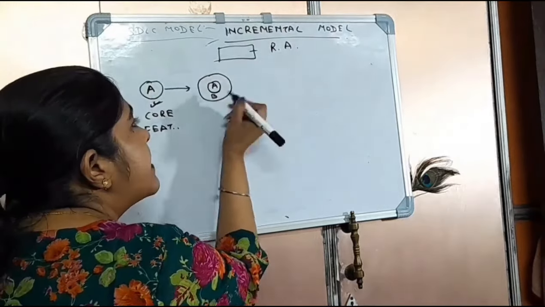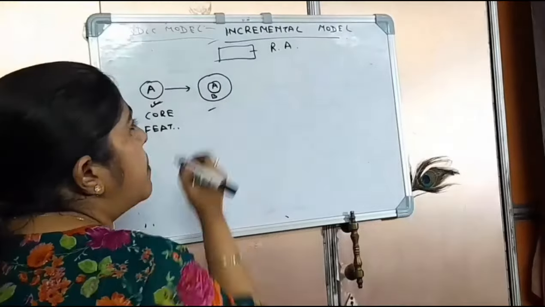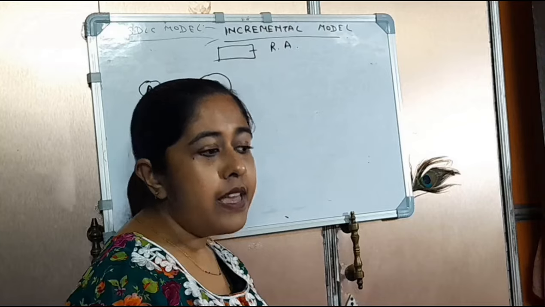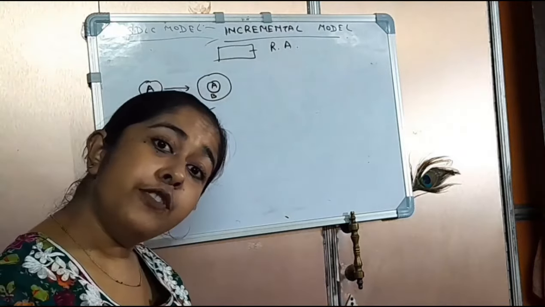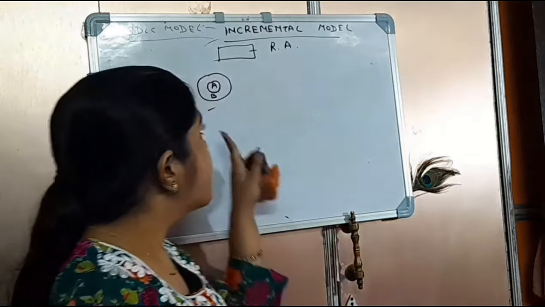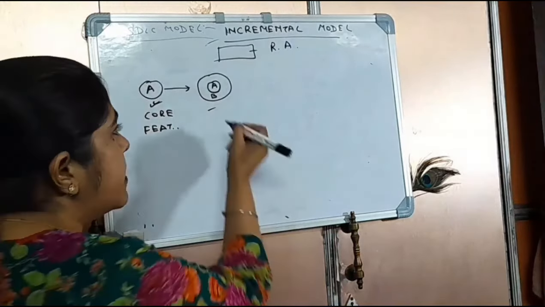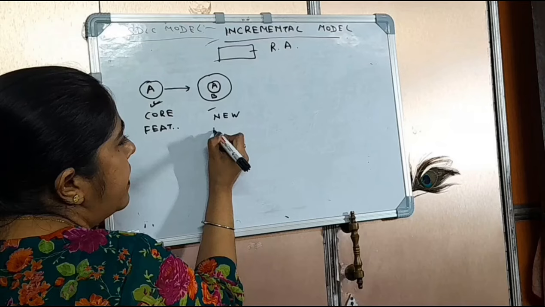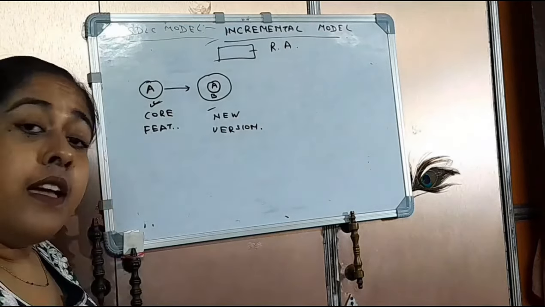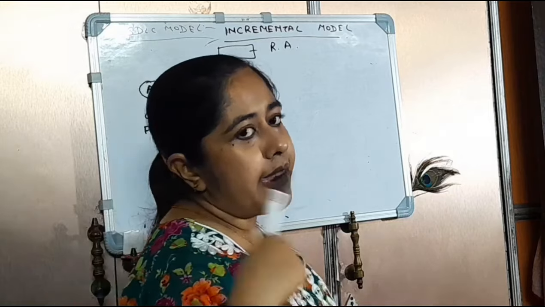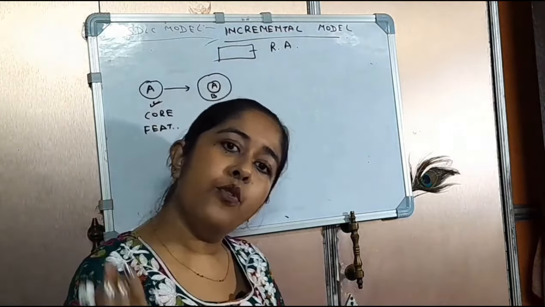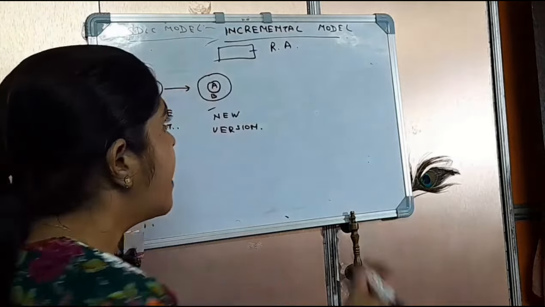This is my second module, my B module. It has the features which I have already given in my A module, and it has all the features now incorporated by my customer. So this has some new features. This is the new version of my project. Again I will develop it, and again I will deliver it to my customer. He will incorporate some more changes there, more features.